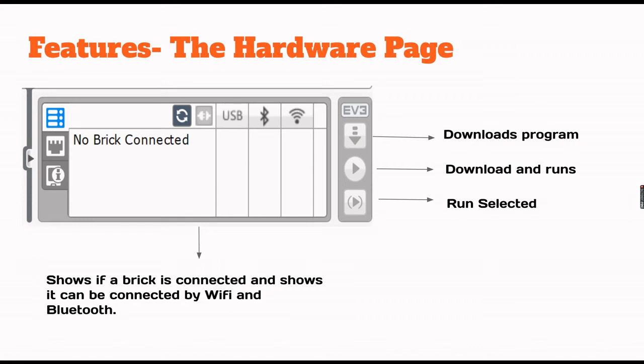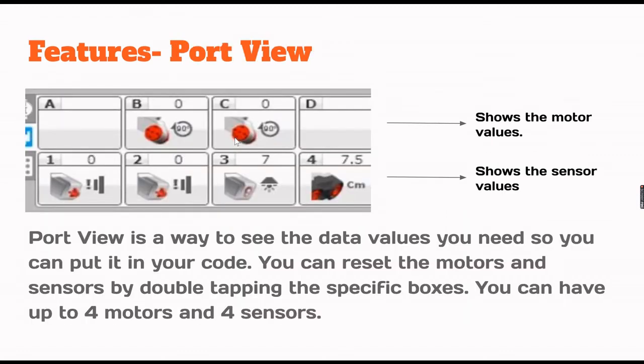So next is the hardware page. And so in the hardware page, there are mainly 2 different parts. And then there's a third final one that you won't use as much. And this is the first part. So with these 3 buttons, you can either download a program and download and run selected. And in this area, it'll show you if you're connected to the brick or not, and by which way, either USB, Wi-Fi, or Bluetooth. Next is port view.